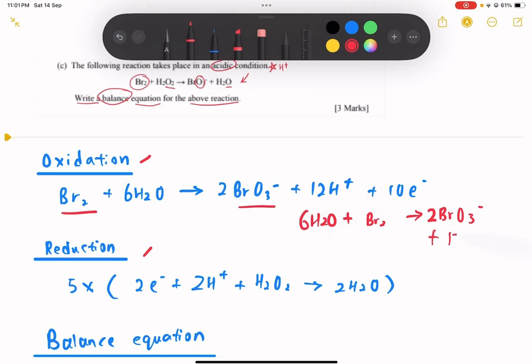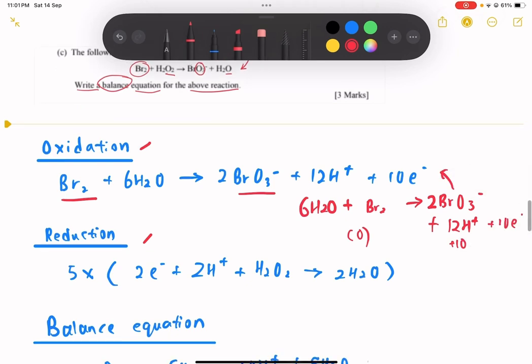12H, right? So we need to add 12H+. And at last, we have to balance the oxidation number. Here we have 0, but here we have +12 −2, so it's +10. So we have to add 10e−, just like this.